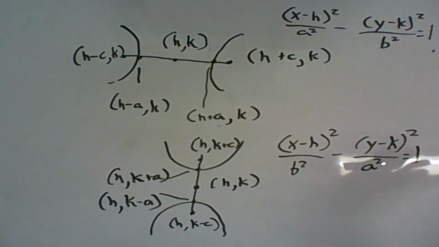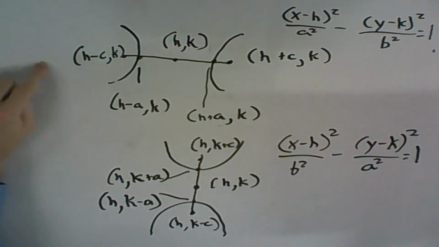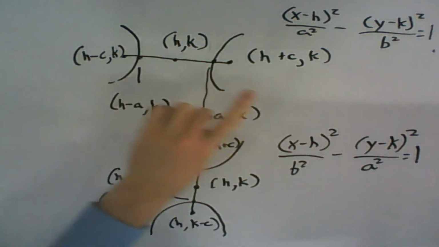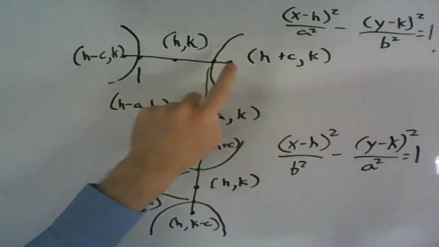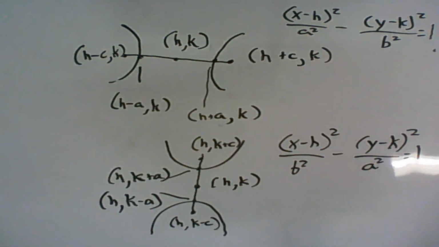Okay, sorry, apologize, there's not much I can do about that light, but I'll get better lighting next time. Okay, so this is our two graphs. Horizontal transverse, vertical transverse. Okay, vertical, the A is under Y. Horizontal, the A is under X.